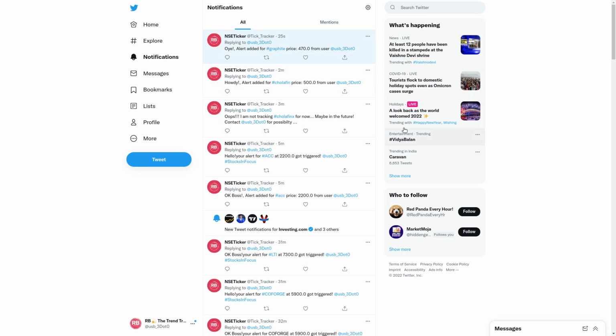So you can rest assured that whenever the price comes towards this range of 470, you will get an alert. It might happen that right now it's at 520, and then from there it falls to 450. It doesn't matter. Whenever it recovers from 450 towards 470, you will get an alert.